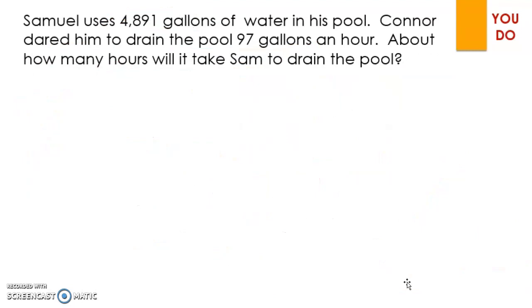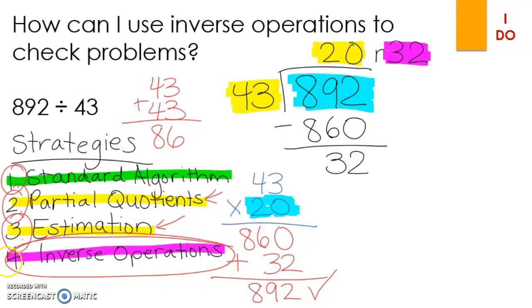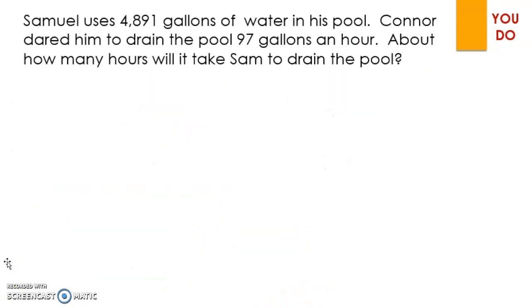I want you to try this on your own with this problem and see how you do. Remember to use the strategies that are available to you. What are you going to use to solve the problem? Are you going to use a standard algorithm, partial quotients, estimation, and what are you going to use to check? Will you use any of these strategies? Well, hopefully, because of our learning goal, you'll choose to use the inverse operation to check your answer. Pause the video and then come back to see if you got it right.